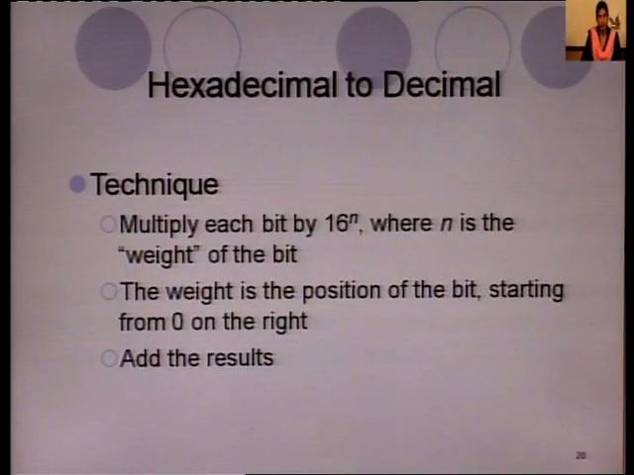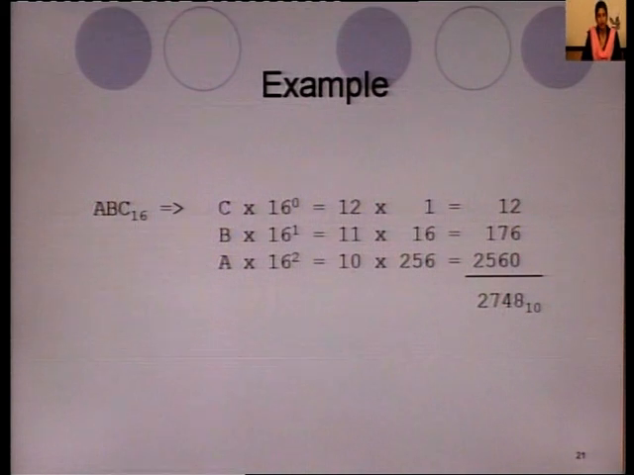Now we will discuss hexadecimal to decimal conversion. The technique is again the same: multiply each digit by 16 raised to power n. 16 is the base of the hexadecimal number system, where n is the weight of the digit. The weight is the position of the digit starting from 0 on the right, and then add the results. For example, we have the given string ABC having base 16.